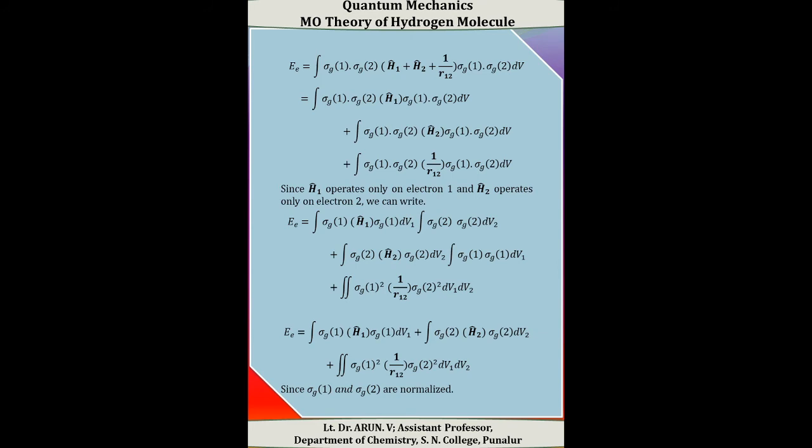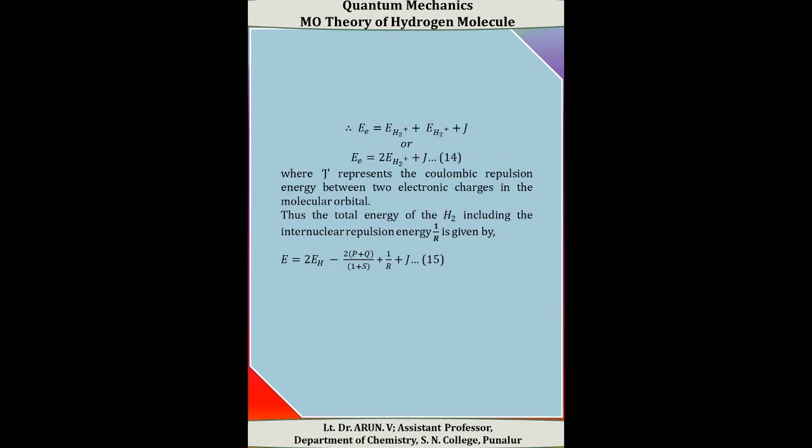That is, E equals the integral of sigma g1 H-cap sigma g1 dv1 plus the integral of sigma g2 H-cap 2 sigma g2 dv2 plus the double integral of sigma g1 square into 1 by r12 sigma g2 square dv1 dv2, since sigma g1 and sigma g2 are already normalized. We can write the total energy E equal to E_H2+ plus E_H2+ plus J, or E equal to 2E_H2+ plus J, where J represents the Coulombic repulsion energy between the two electronic charges in the molecular orbital.